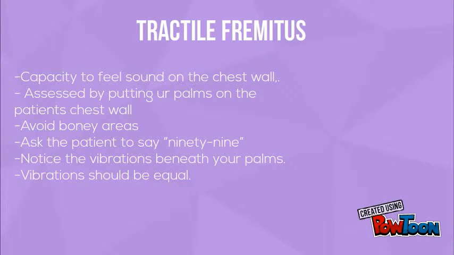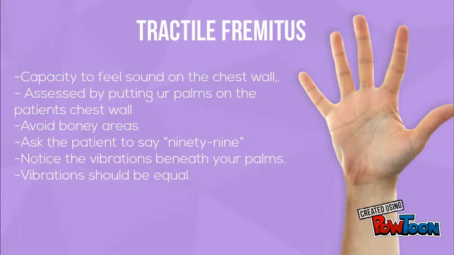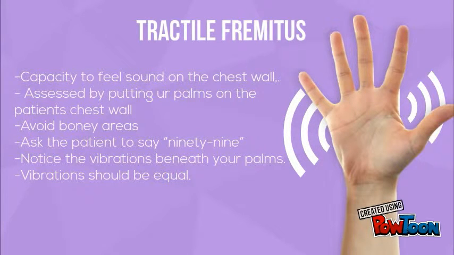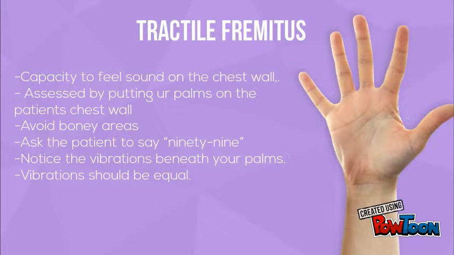Tactile fremitus is the capacity to feel sound on the chest wall. This is assessed by putting your palms on the patient's chest wall. Be sure to avoid bony areas. Ask the patient to say 99. Notice the vibrations beneath your palms. Vibrations should be equal.